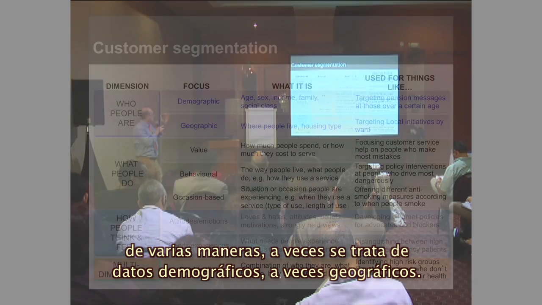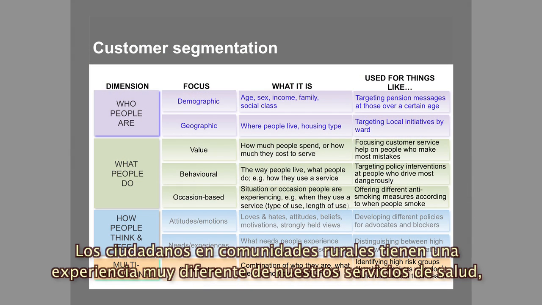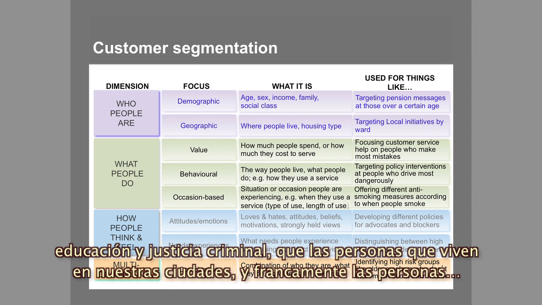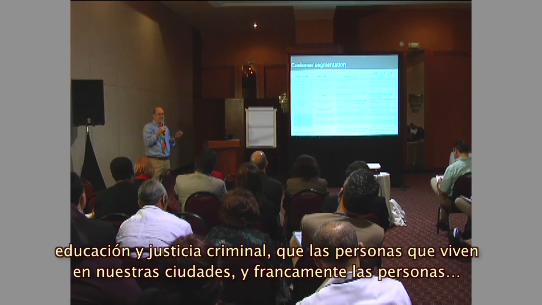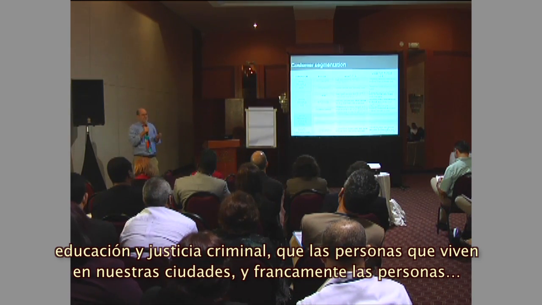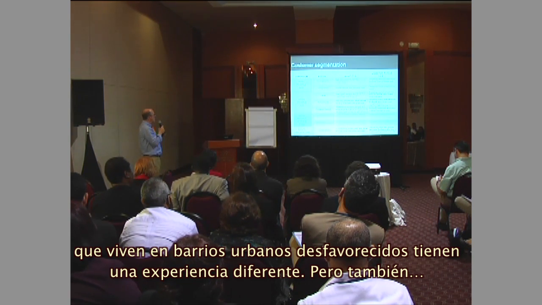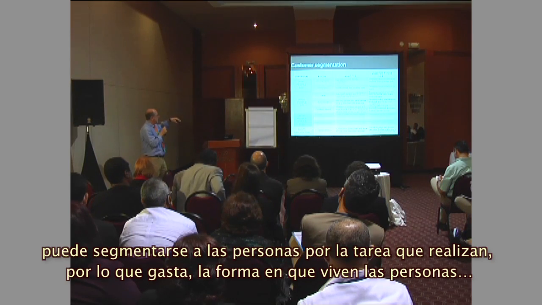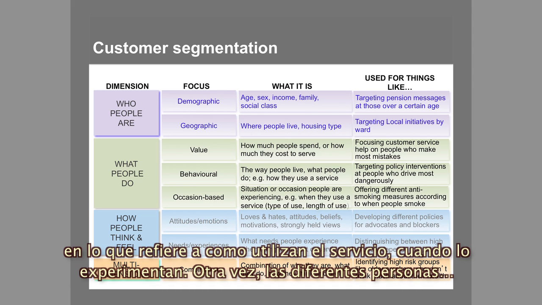Sometimes it might be about the demographic, sometimes it might be geographic. Citizens in our rural communities have a very different experience of our health services, our education services, our criminal justice services than those people who live in our cities. Quite frankly, some people who live in our inner cities have a different sort of experience. But you could also segment people by what it is they do, how much they might spend, the way people live in terms of how they might use a service, when they might experience a service.